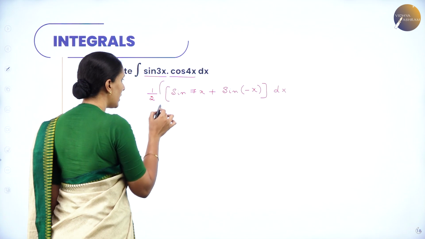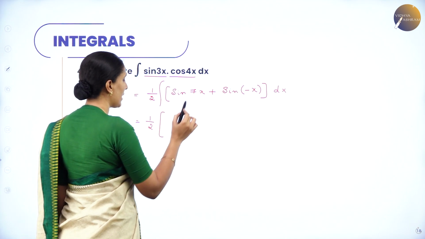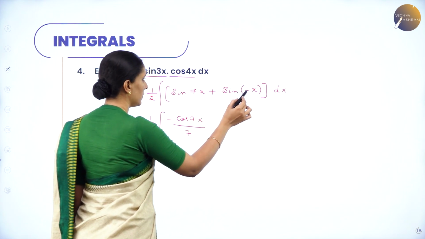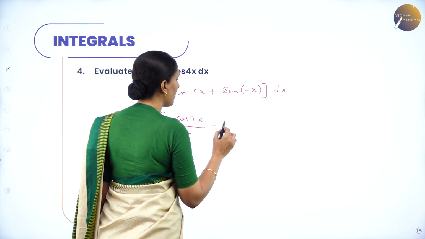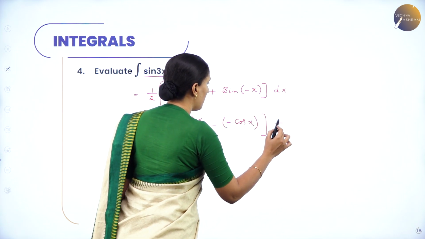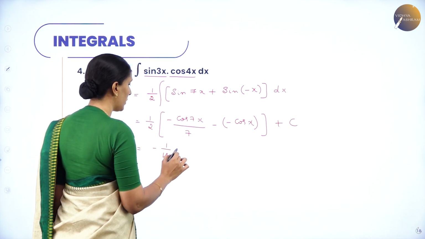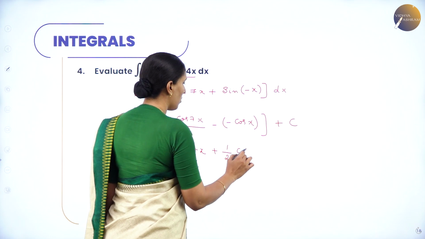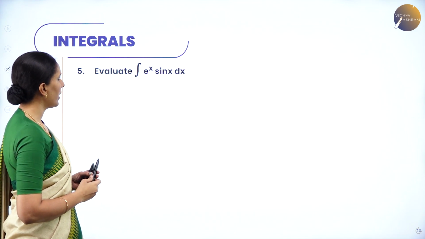So let me keep half outside and let me integrate the given function. Now half outside, integration of sin 7x is minus cos 7x divided by 7. Now I'll take minus outside because sin of minus x is minus sin x, and if you integrate, you will get minus cos x, plus c. So let me multiply half, then it is minus 1 by 14 cos 7x plus 1 by 2 cos x plus c.